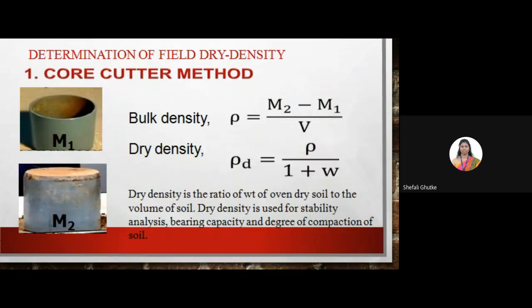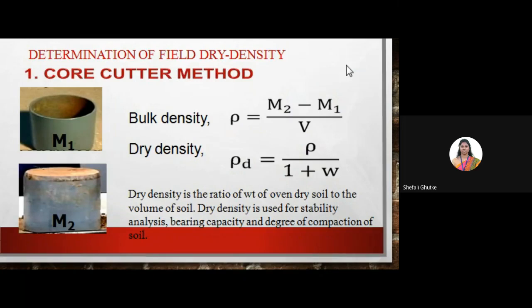So the bulk density will be (M2 minus M1) divided by V. After that, once we get the bulk density, we can find the dry density of a soil. Dry density is nothing but bulk density divided by 1 plus water content. Here, M1 is nothing but the weight of an empty core cutter and M2 is nothing but the weight of the core cutter plus soil sample.